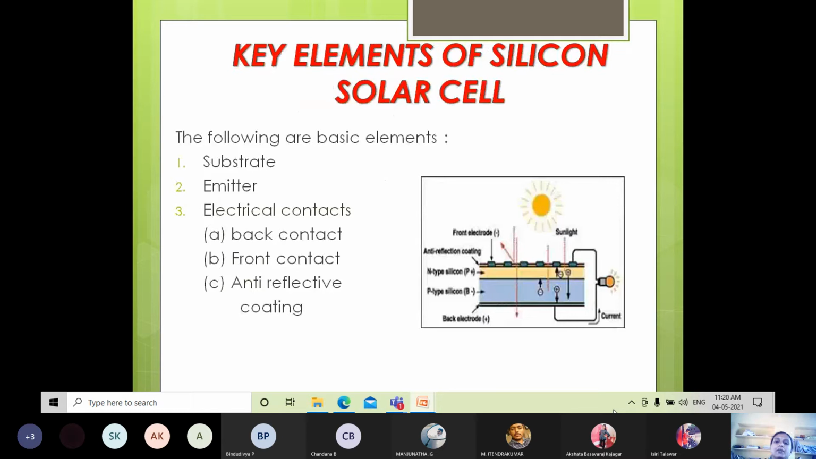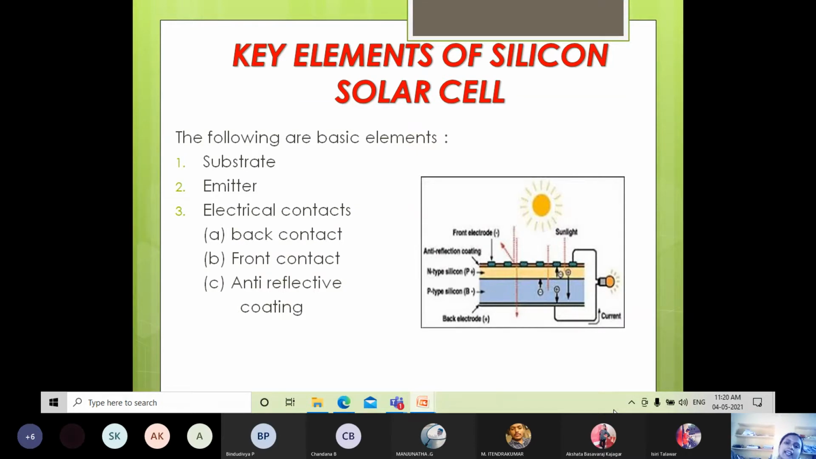Coming to the key elements of a silicon solar cell. Before that, why do we need a solar cell? What are the needs of a solar cell? Can anyone answer? Need of solar cells at remote places. Okay, at remote places we can use solar cells. This will be an easy method, and it has low maintenance and long-lasting life, and it is sustainable, renewable power.